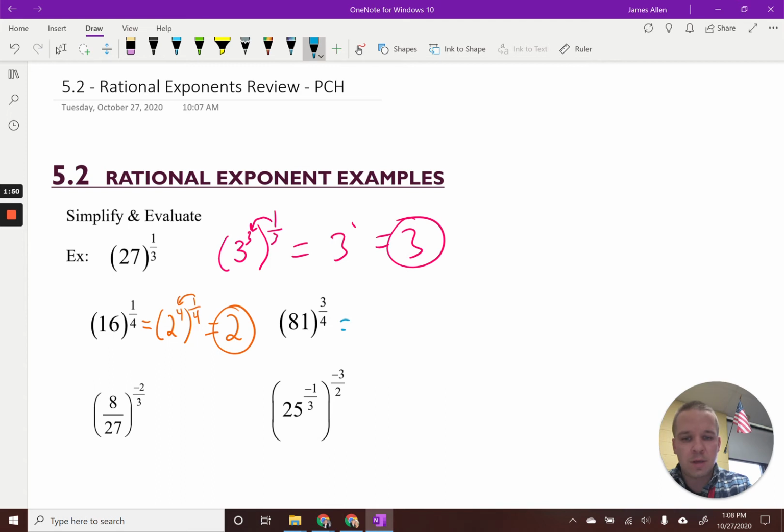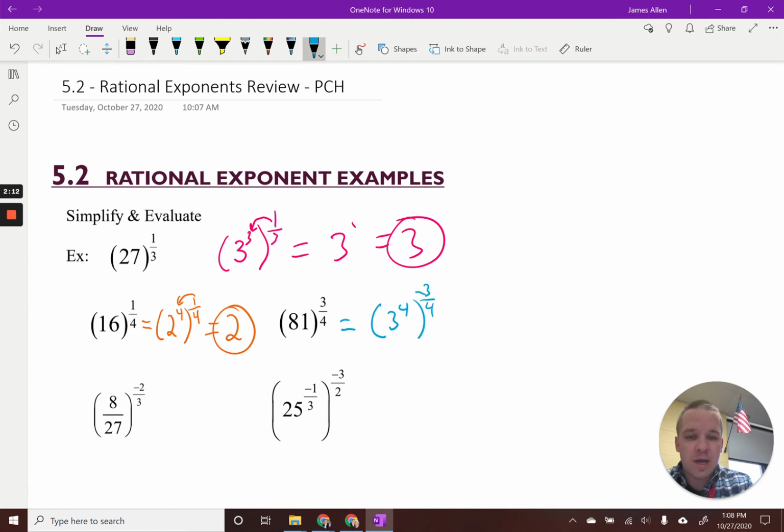Excellent. We're cruising. We're having fun. I'm going to go light blue. Next one, 81. I want to raise something to the 4th power. Well, 2 to the 4th power I know is 16. What about 3 to the 4th power? 3 to the 4th is indeed 81. So I'm going to write that as 3 to the 4th raised to the 3/4.